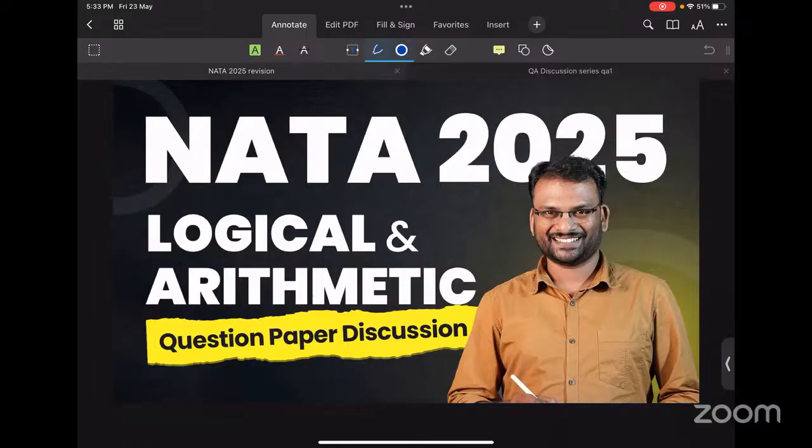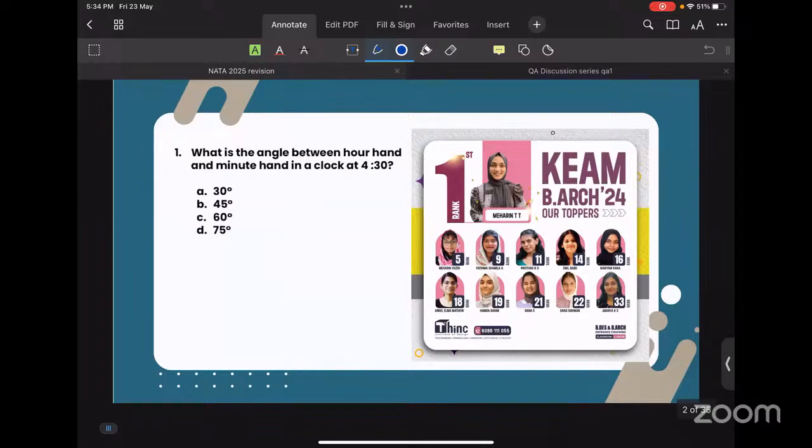So over here, we are looking into a question first. I'm just seeing your messages over here. In the meantime, you guys can solve this question. What is the angle between hour hand and minute hand in a clock at 4:30? I found this question has been repeating, not the time. This particular time is not repeating, but the question is. So now you guys can solve it.